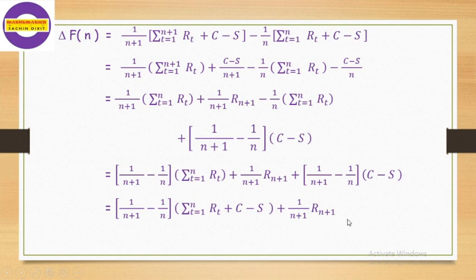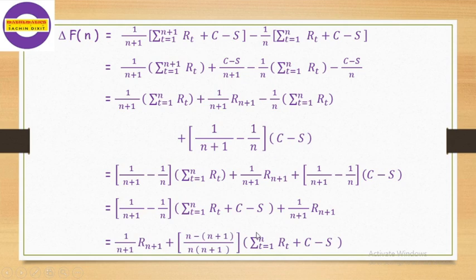Now, what is this value? This value is nothing but P of n. We substitute here. But before that, we take this term as a first term and we cross multiply here, we get n minus of n plus 1, just cross multiplication, divided by n into n plus 1, and remaining term in the bracket as it is, that is summation t varies from 1 to n Rt plus c minus s.